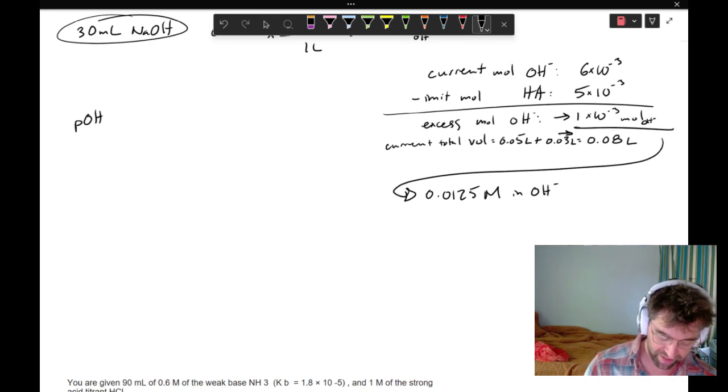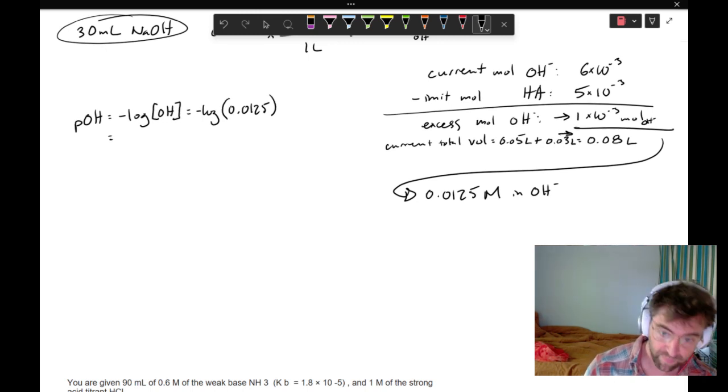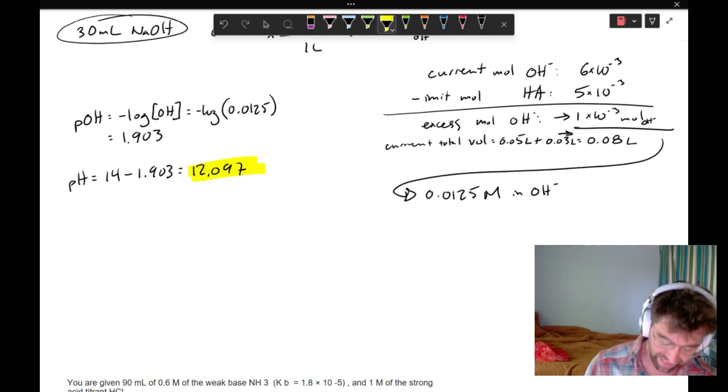Now we can solve for pH. Our pOH is the negative log of that concentration. So negative log 0.0125. That equals 1.903. pH is 14 minus that number, 12.097. Extremely basic.